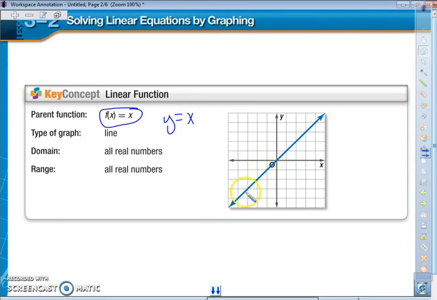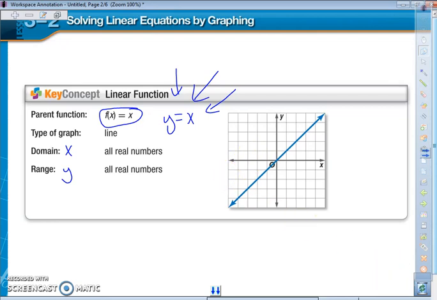And what that is, it's a line. This is a linear function. The domain is all real numbers. Remember, domain was also our x value. X values are domains, so it keeps going negative, it keeps going positive. The range are our y values, keeps going negative, keeps going positive. So a question that you will see is what is the parent function for a linear function? And it is y equals x. Make sure you know that right there.